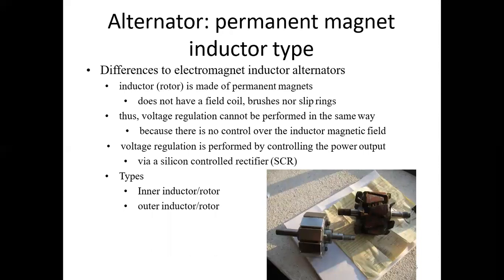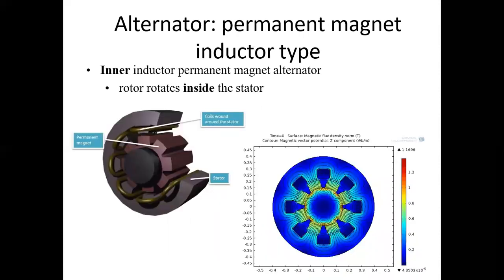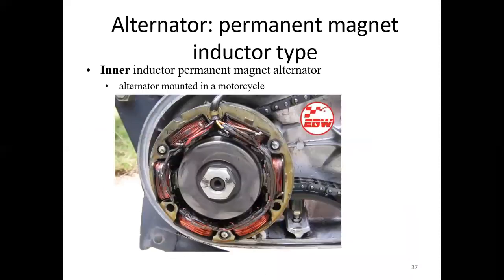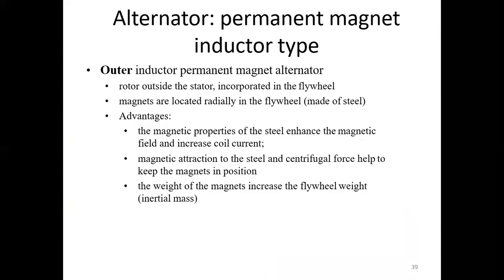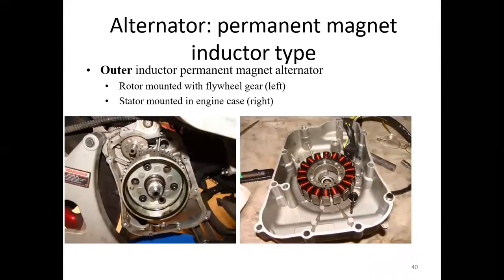These are the types of inductor: inner inductor and outer inductor. In the inner inductor permanent magnet alternator, the rotor rotates inside the stator. This is an example of the inner inductor permanent magnet alternator. In the outer inductor permanent magnet model, the rotor is mounted with the flywheel gear and the stator is mounted in the engine case.